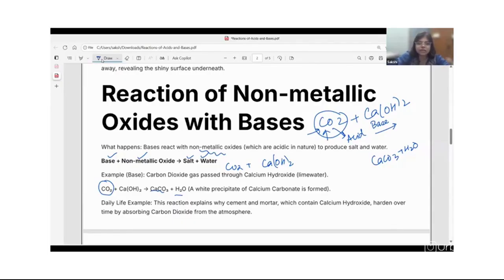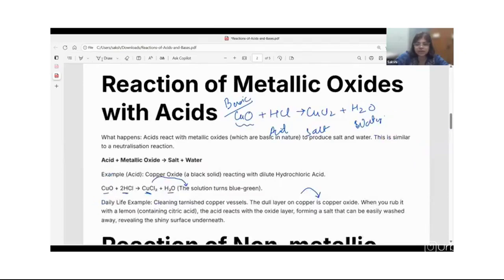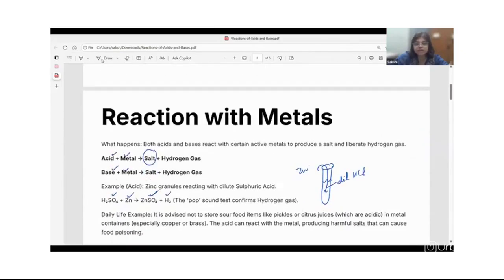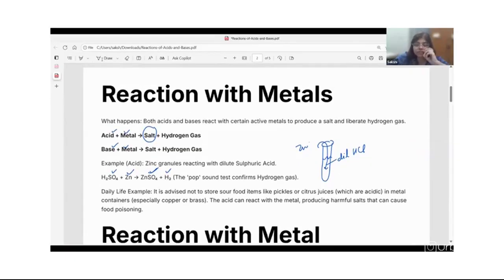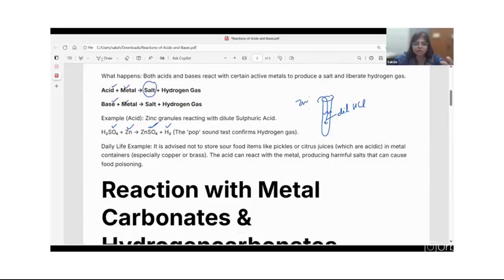So let us quickly revise the types of reactions that we did. Starting with the reaction with metals, simple here, what we need to remember is that whenever an acid and a metal react, hydrogen gas is released, right? And a salt is formed. And how can you check for hydrogen gas? By the pop sound test.